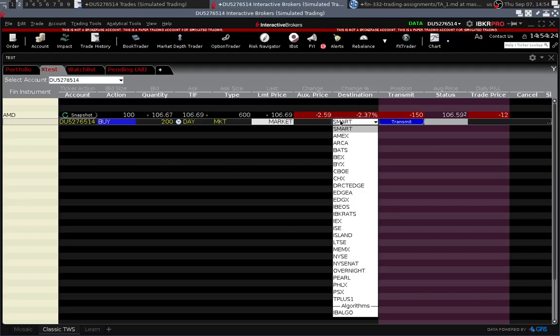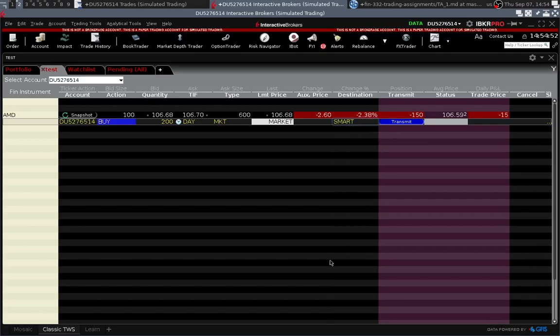Smart. Now, it's interesting. It's sort of an advantage of Interactive Brokers, but you can specifically route your order to an exchange. Not all brokers allow you to do that, or you can just use the default smart routing, which is, I guess, Interactive Brokers' own protocol for finding you the best price. So you can either send it to a particular exchange or you can have it smart routed. So I'll leave it as smart routed here. And hit transmit.